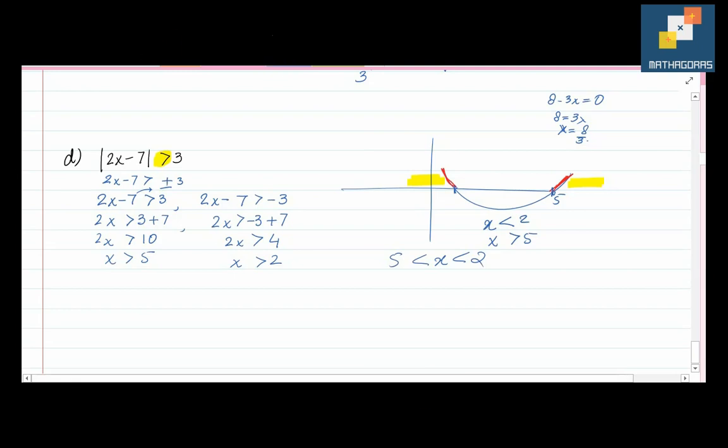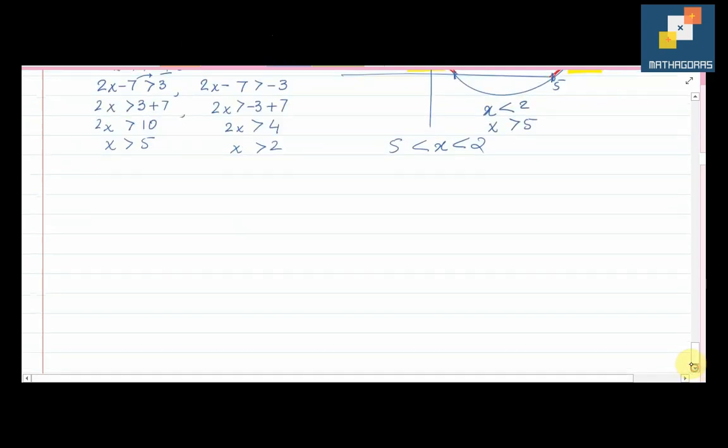Moving on to the next part, it's part E. 3x plus 1 modulus should be greater than 8. First step remains the same, you need to eliminate the modulus sign. So it's 3x plus 1 should be greater than plus minus 8. 3x plus 1 greater than positive 8. 3x plus 1 greater than negative 8.